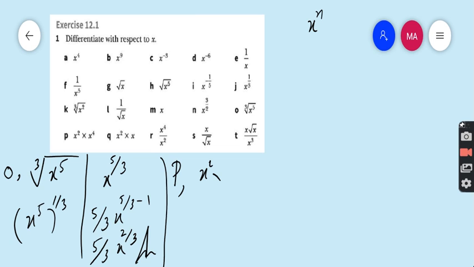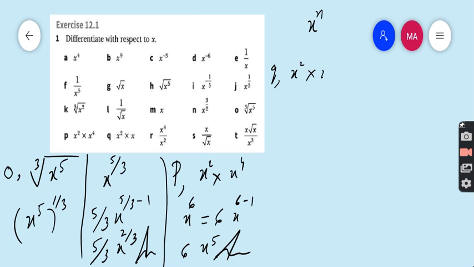X square multiplied by x4. Student, whenever two functions are multiplied, we will find the derivative after multiplication. So x2 multiplied by x4 is 2 plus 4 is 6. Now find the derivative. Power right first, subtract 1. 6 minus 1 is 5. This is the answer. So 6x5 is the final answer. Come to part Q.